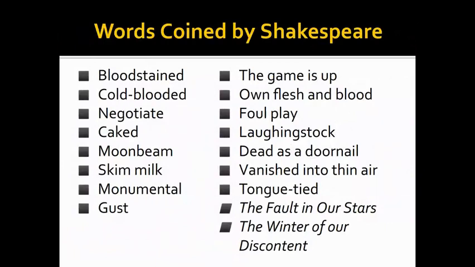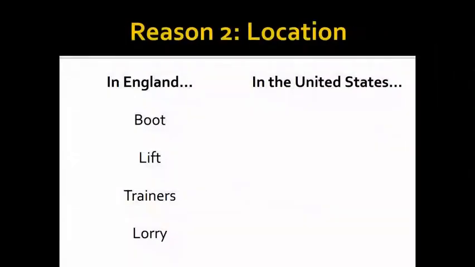A lot of titles of books and movies come from Shakespeare too, like The Fault in Our Stars, which I believe comes from Julius Caesar, and The Winter of Our Discontent, a common phrase and title of a novel by John Steinbeck, and that's from Richard III, a play by Shakespeare.